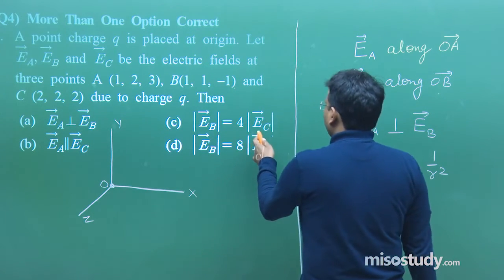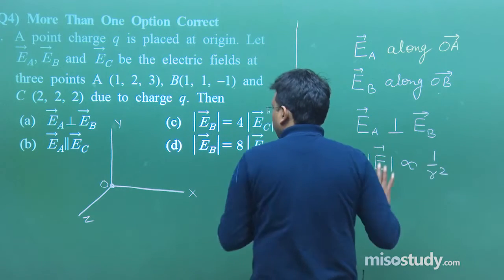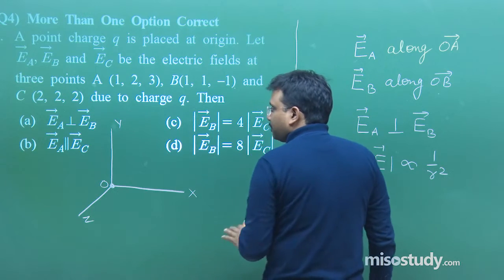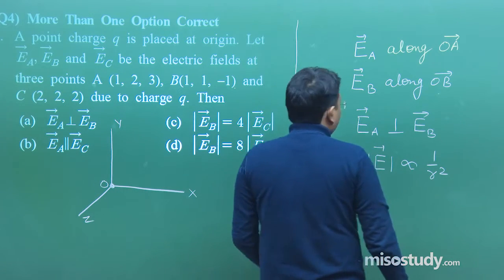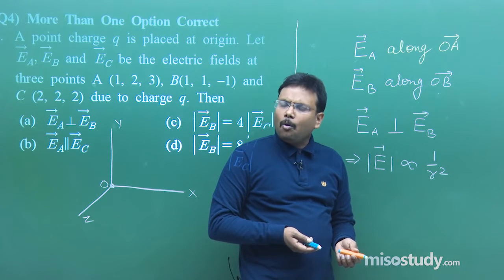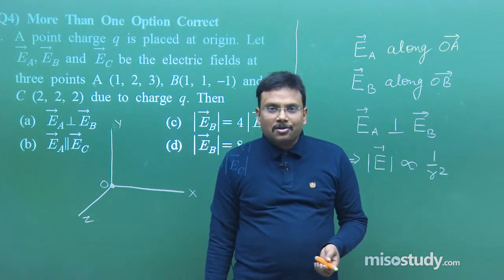Another is EB is equal to 4 EC. No, I did not find any type of this thing. Then EB is 8 times. I also did not find like this. EA is parallel to EC. Obviously, EA is parallel to EC. How? Take a look at this.